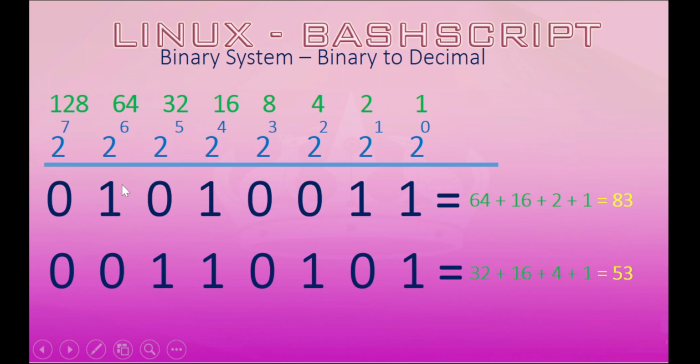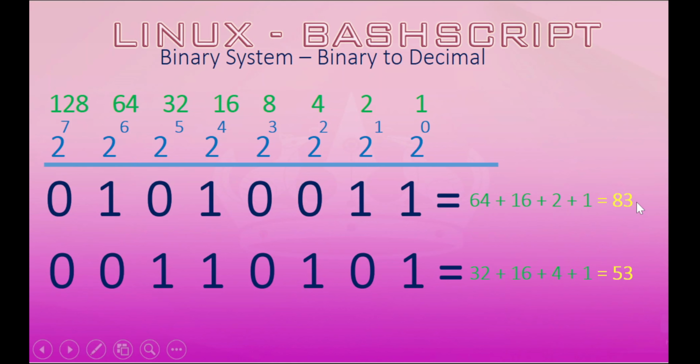And you have another 1 all the way to the left, right before the last position, okay? And this has a weight of 2 to the power 6 or 64. So you add up 64, 16, 2 and 1. 64 plus 16 plus 2 plus 1, you get 83. 83 is the decimal value of this binary number.